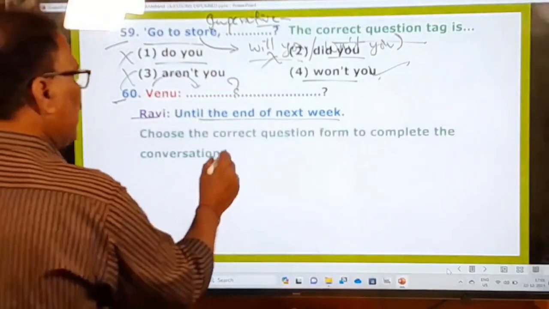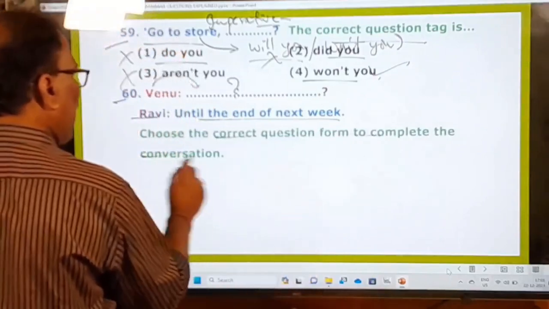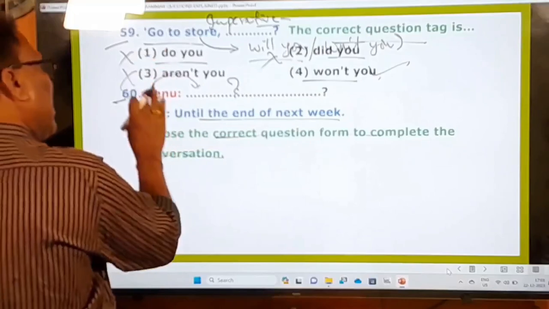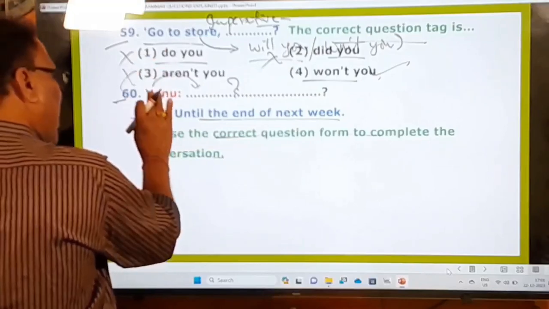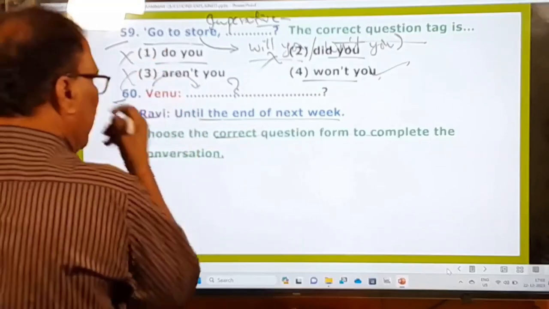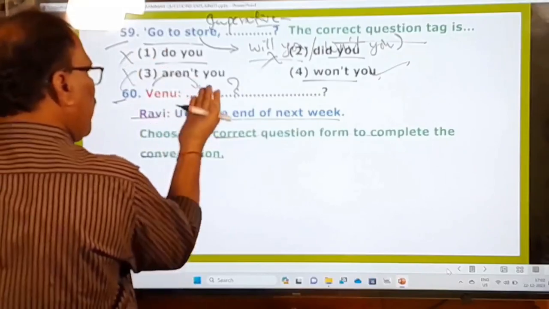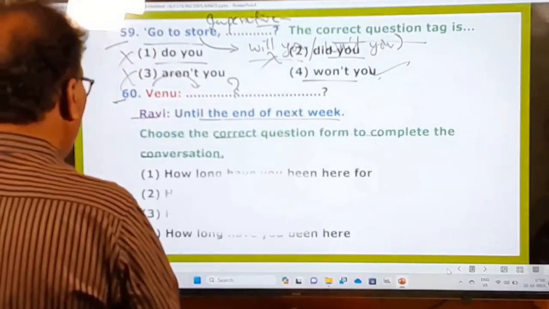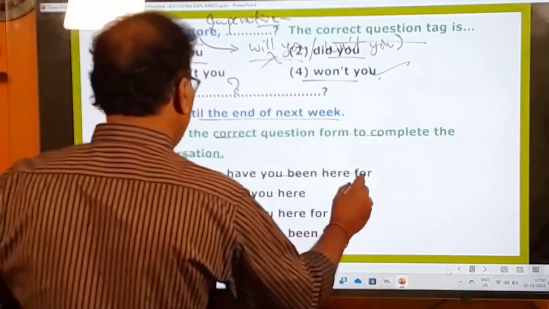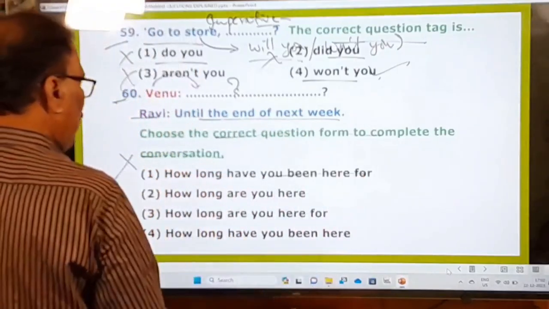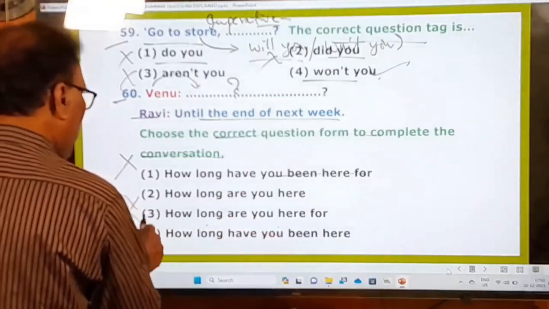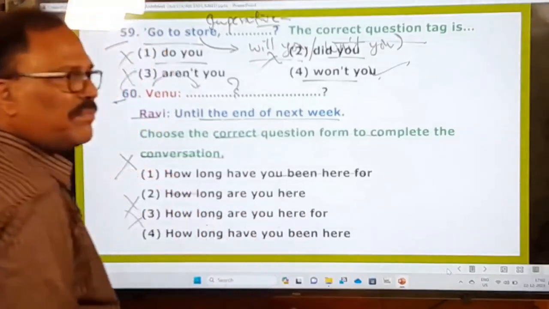Choose the correct question form to complete the conversation. What would be the correct question of Venu to Ravi? Because the answer to that question is until the end of next week. So what will be the question? How long have you been here for? No, you cannot say that. How long are you here for? No. How long have you been here? No, because how long are you here?